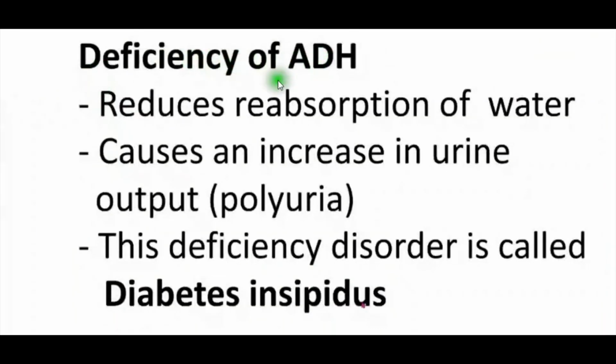Deficiency of ADH reduces reabsorption of water. If the ADH amount is normal, it increases the reabsorption of water. But if there is a deficiency of ADH, it reduces the reabsorption of water, causing an increase in urine output, that is polyuria. This deficiency disorder is called diabetes insipidus.